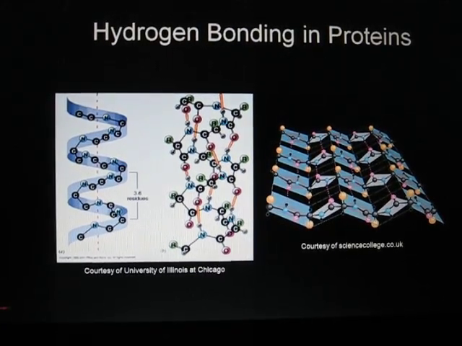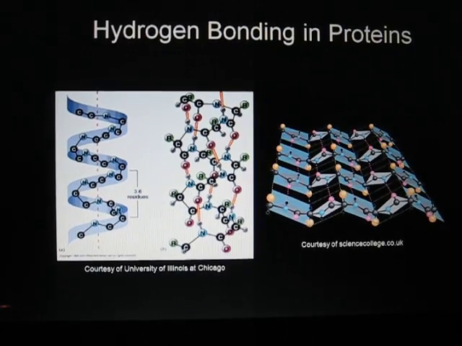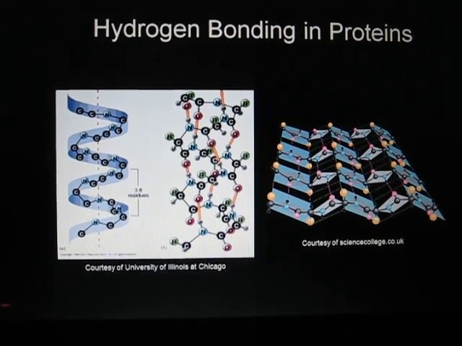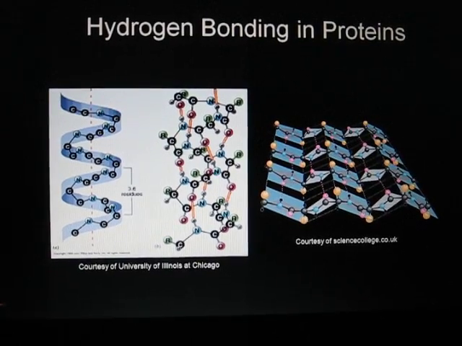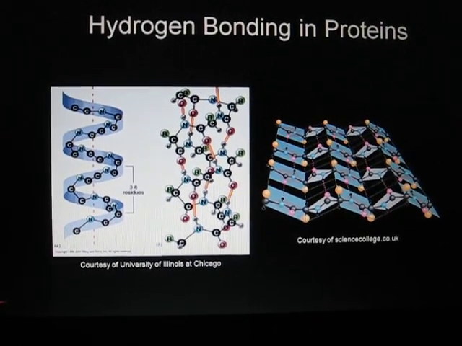Beta-pleated sheets are another shape the amino acid chain can create when hydrogen bonds are formed. The hydrogen bonds in these diagrams are shown by the yellow lines on the left and the pink dotted lines on the right.